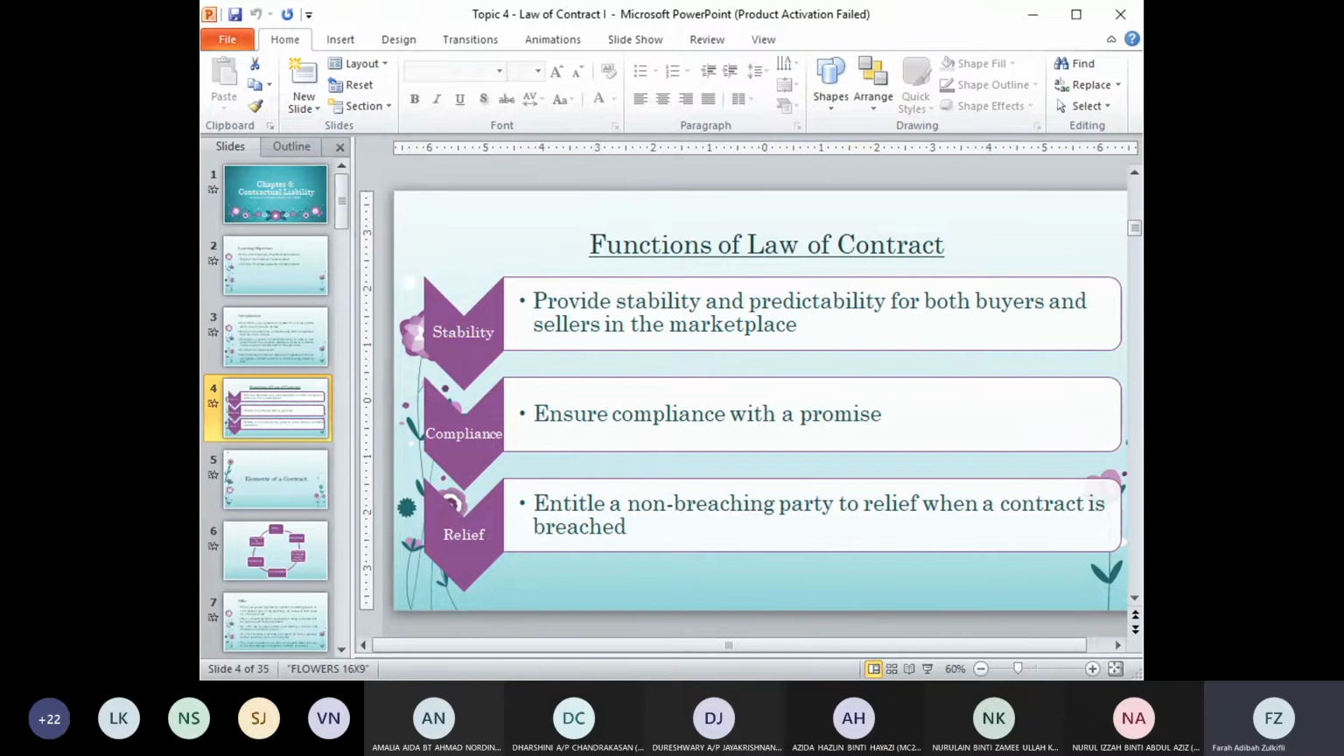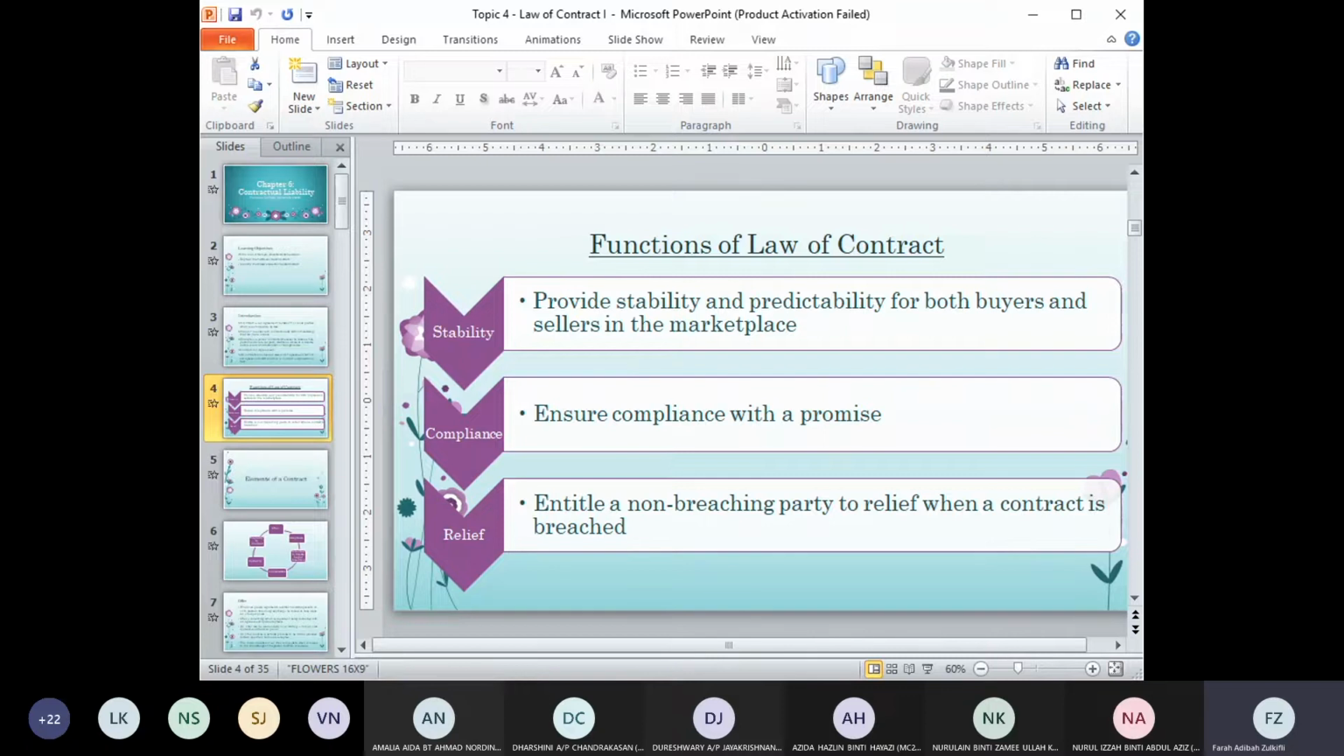So A agrees to buy some items. For example, A agrees to buy 20 boxes of oranges from B. So they sign a contract that A will buy oranges from B, and B will supply the oranges to A. So A agrees to pay money for the oranges.